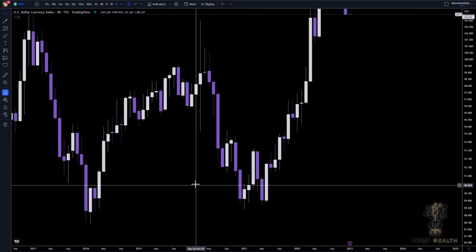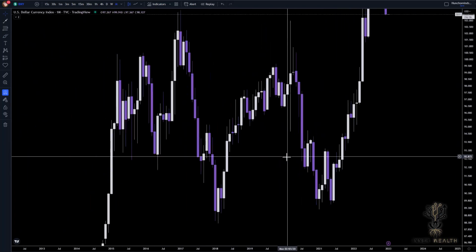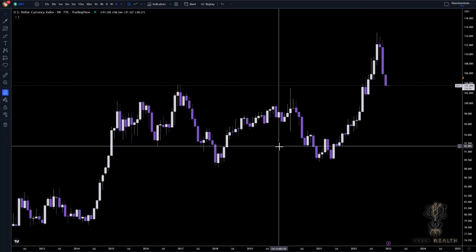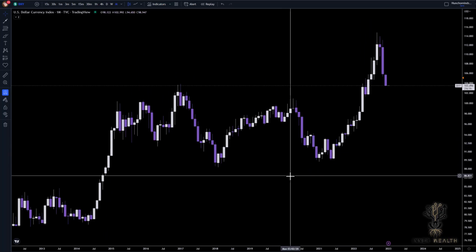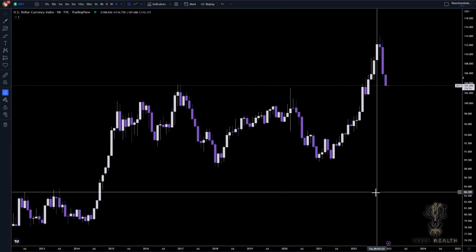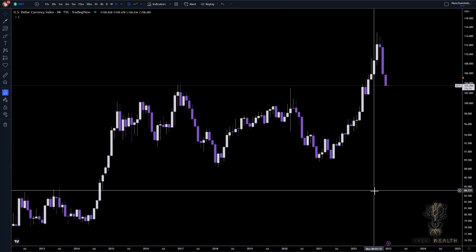So now that we know what an order block does and what it's for, now we identify the two types of order blocks that there are. Now I want to be very clear.